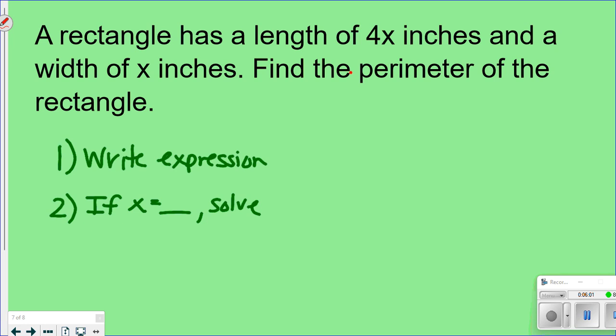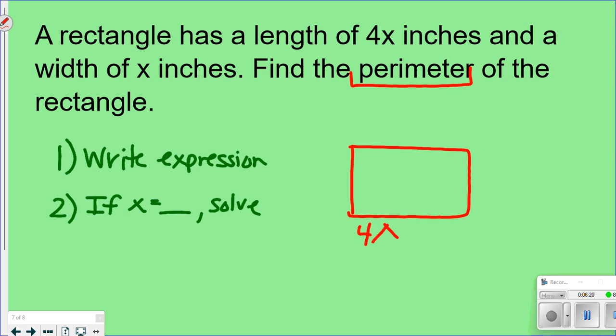Let's talk about the word perimeter. What's the word perimeter mean? Perimeter is the length around a figure. So if I draw a rectangle, here's my rectangle, okay? Perimeter is going to be all the way around. So if a rectangle has a length of 4x, that means this is 4x. That's not very good. Let's try again. 4x. This is also 4x. If it has a width of x, this would be x. Other width would be x like this.